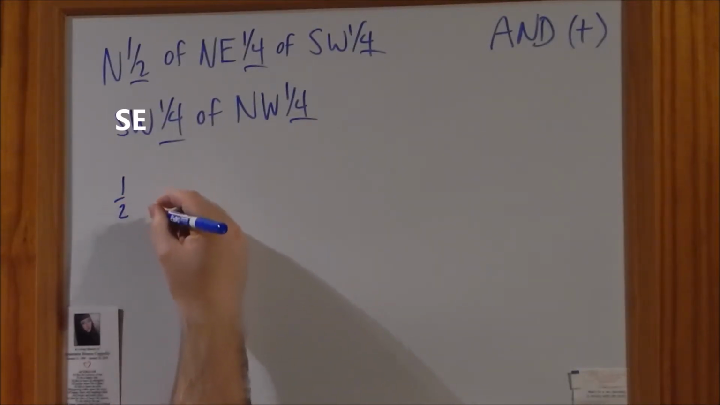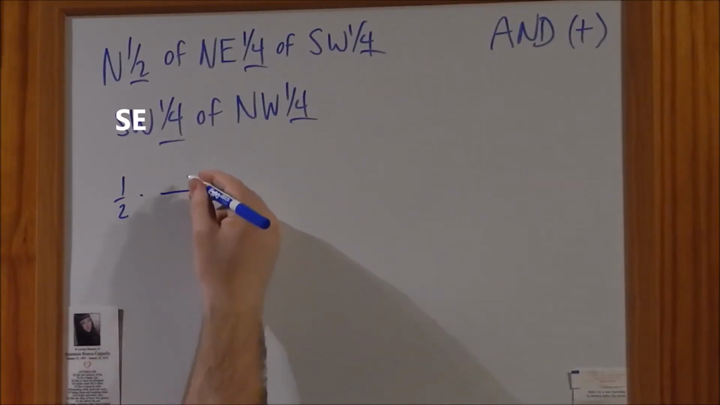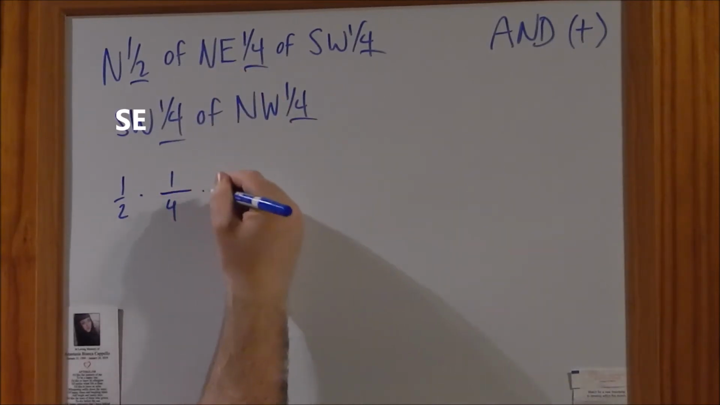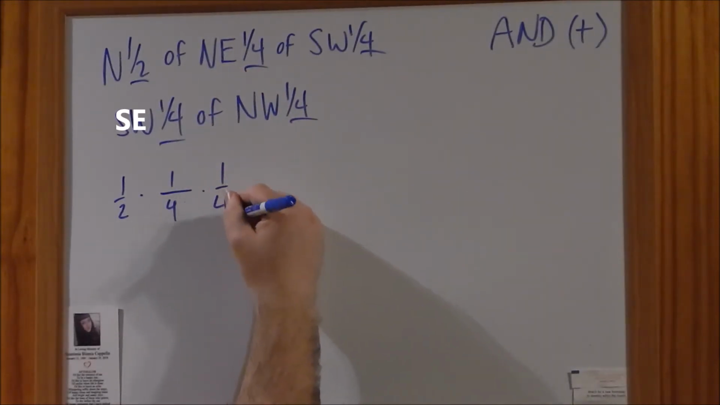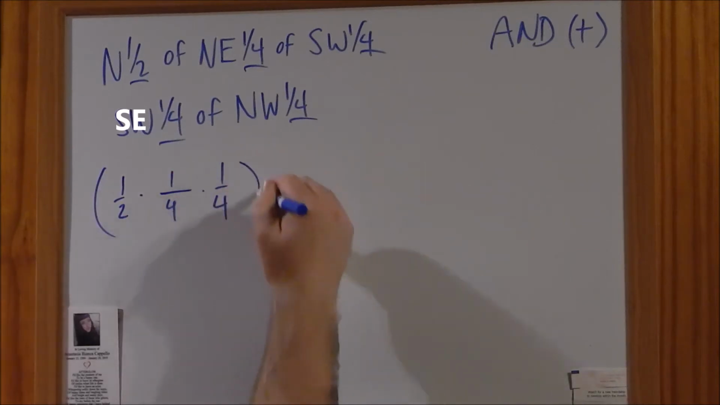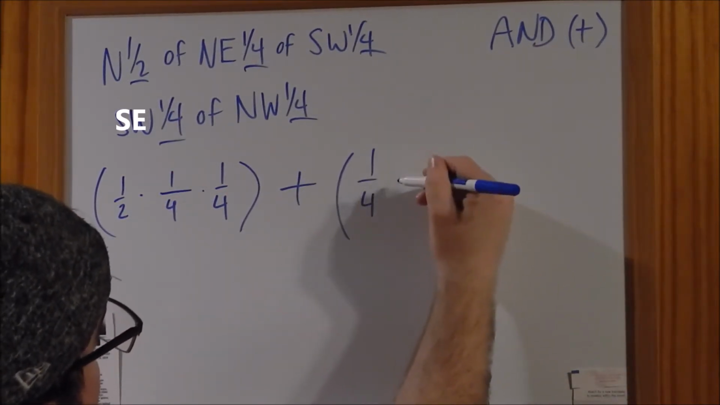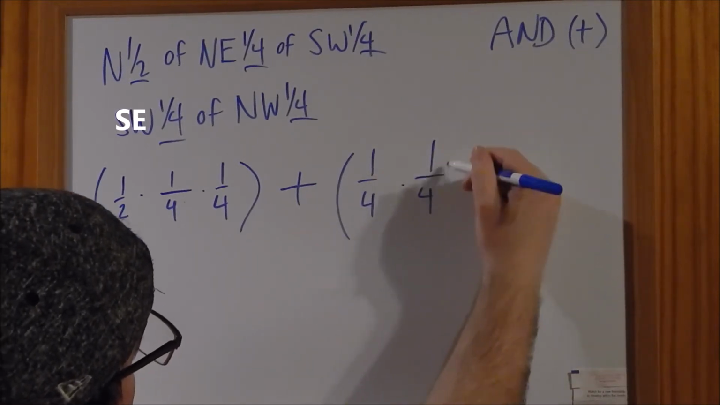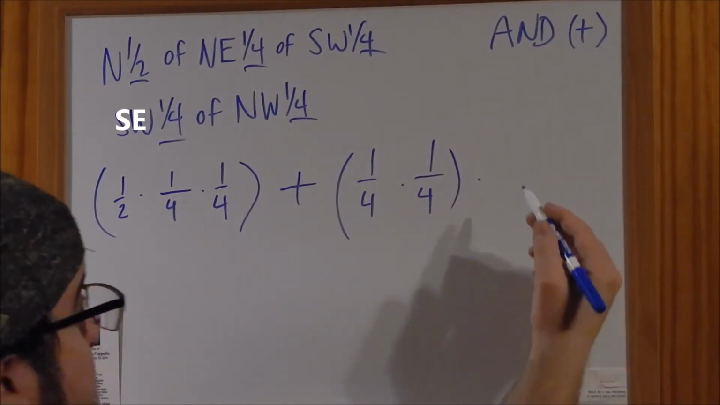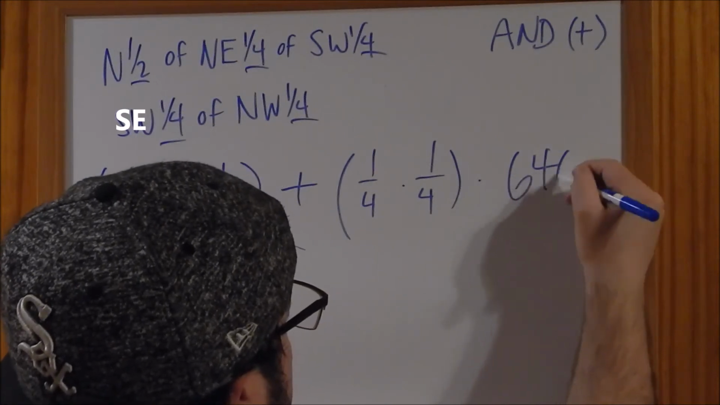1/2 times 1/4 times 1/4 plus 1/4 times 1/4 times the whole, 640. Okay?